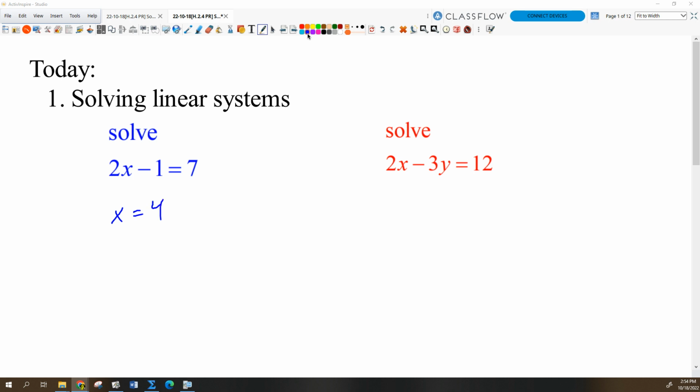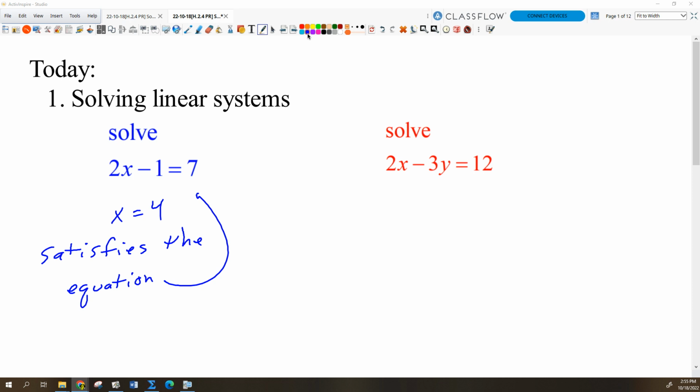I want to know why is the solution 4, not how you got it. Yeah, because 2 times 4 minus 1 equals 7. Because if I plug 4 back in for x, it makes the equation true. In math, we'd say it satisfies the equation, right? x equals 4, so it is the solution. Okay, so that was a piece of cake.